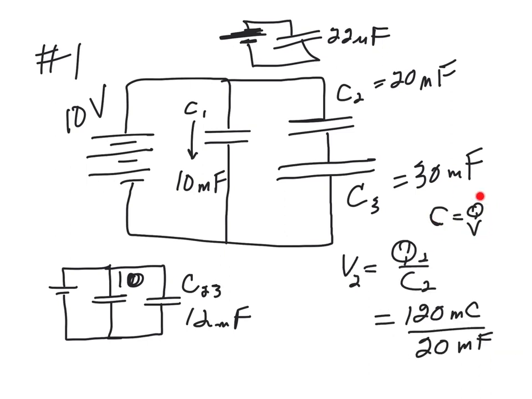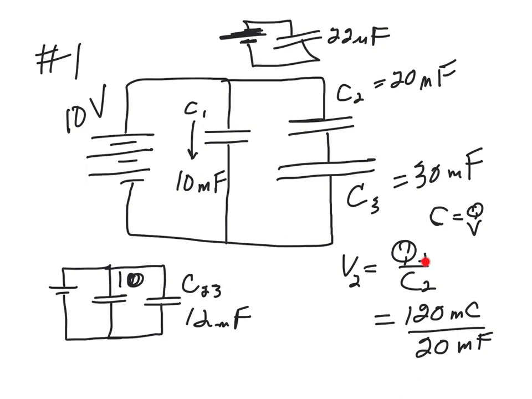So solving this equation for V, we get V equals Q over C, but we want V2, the voltage across 2, so we have to be careful and use Q2 and C2. So the Q2 is 120. The C2 is 20, and so this comes out to be 60 volts across here. And so by subtraction, we can figure this is 40 volts, but let's just check.